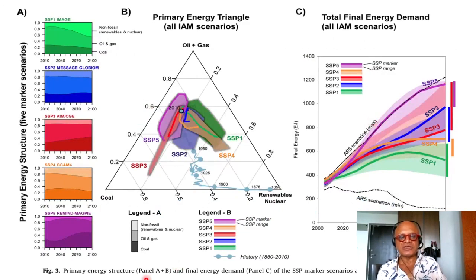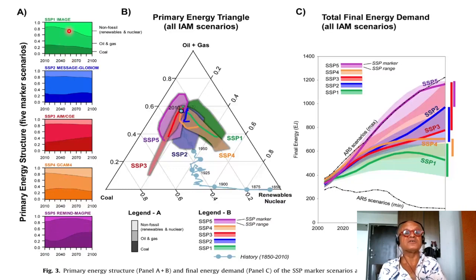So primary energy structure here and final energy demand shown here of the SSP marker scenarios and corresponding ranges. These have serious implications, of course, in terms of land use, competition between food, water, and energy, and emissions, of course. So primary energy structure, 5 marker scenarios from SSP1 and then mix and match to models.